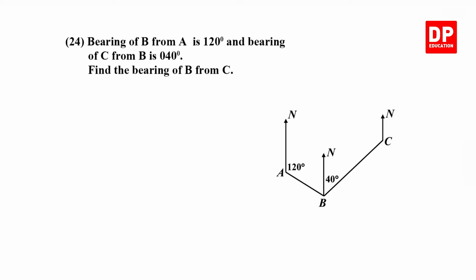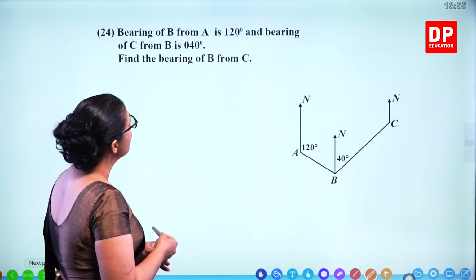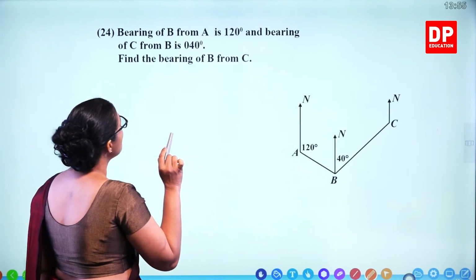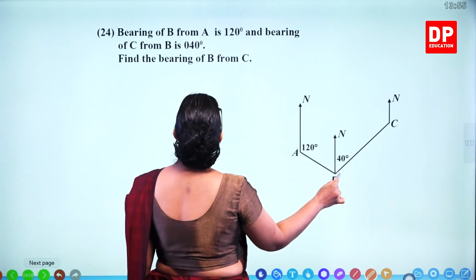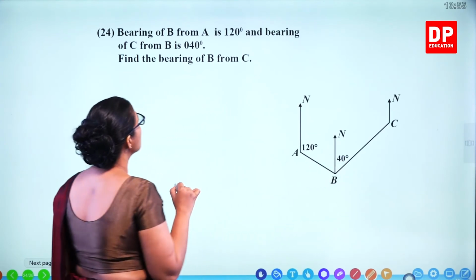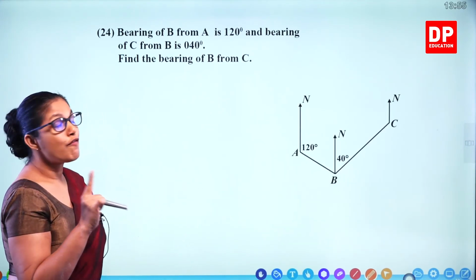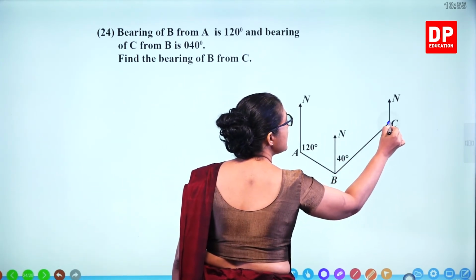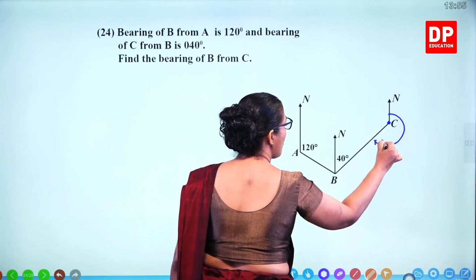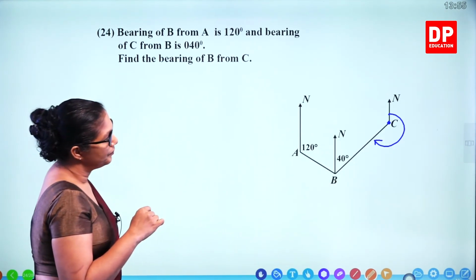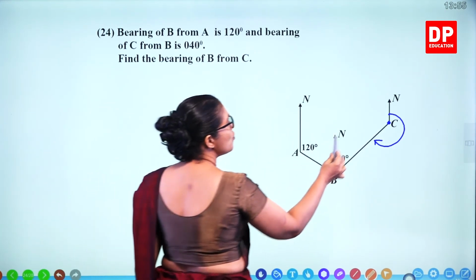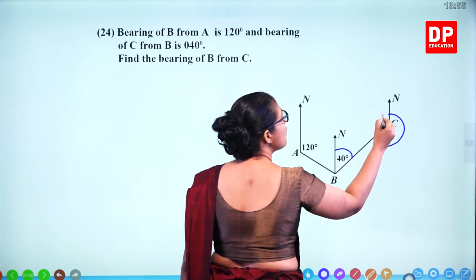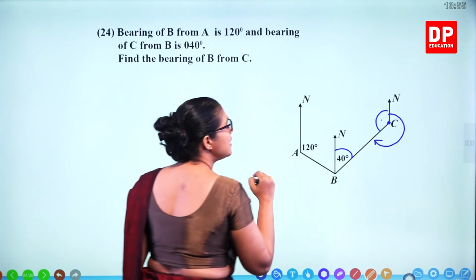Question number 24. Bearing of B from A is 120. So it's given. Bearing of C from B is 40 degrees. That's also given. Find the bearing of B from C. So from C, you are asked to find out the bearing of B. So this angle, what can you say? These two lines are parallel, north and north. If this is 40, what is this angle?